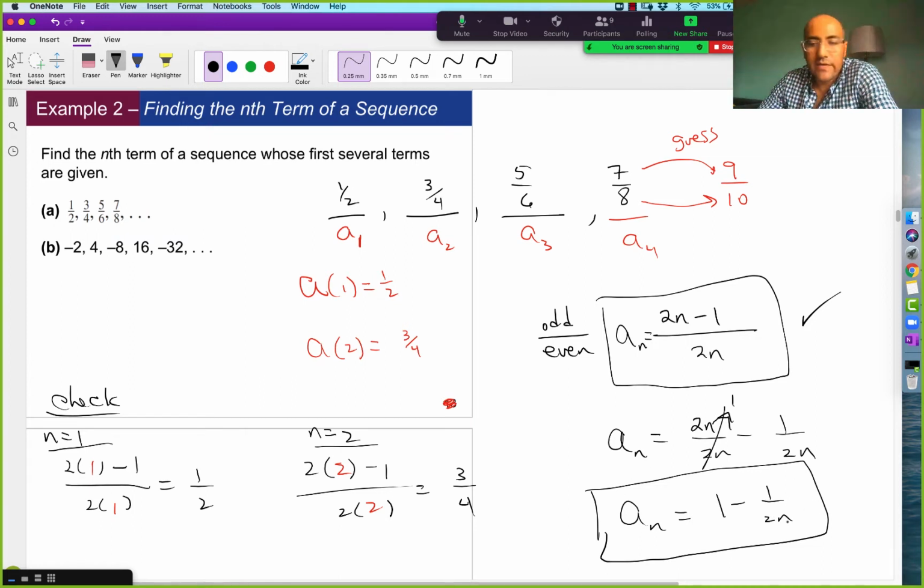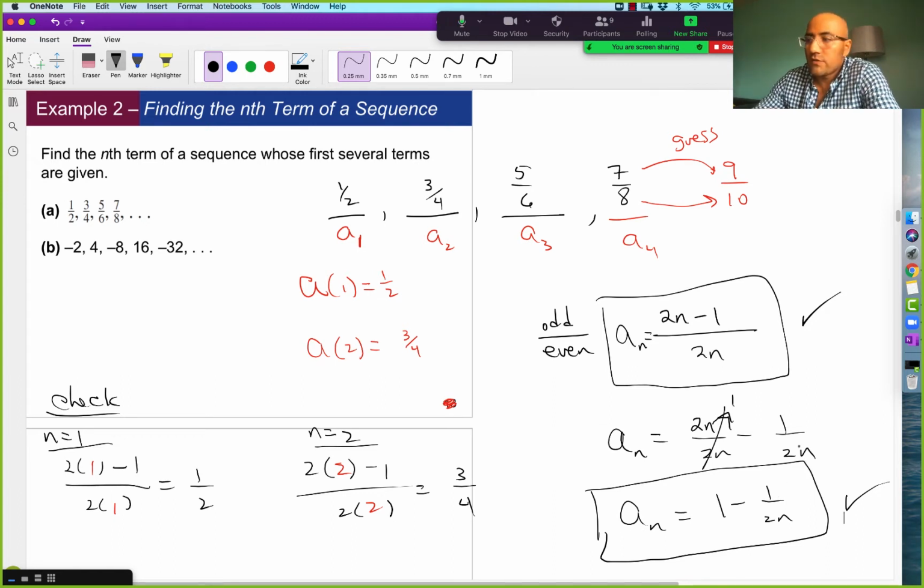Again, you can guess and check. If n is 1, we end up with 1 minus a half, which is a half, right? When n is 2, we end up with 1 minus 1/4, which is 3/4. That also works, right? So here's another way of expressing the same answer.